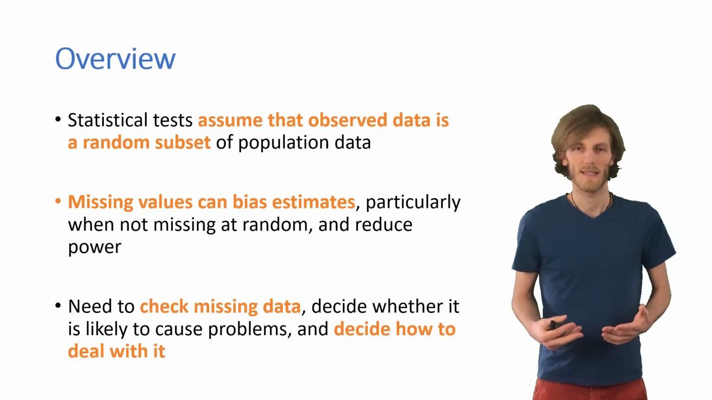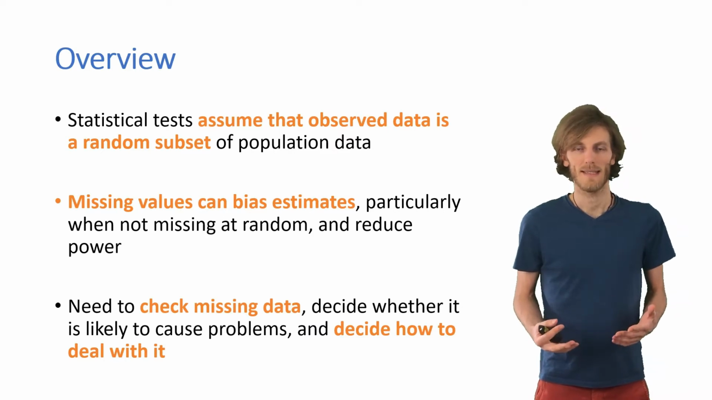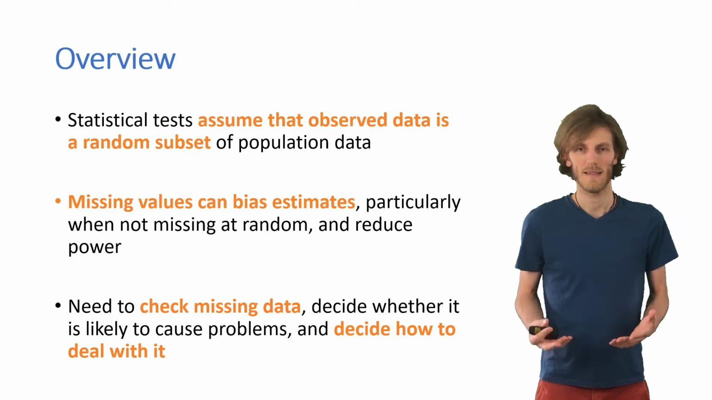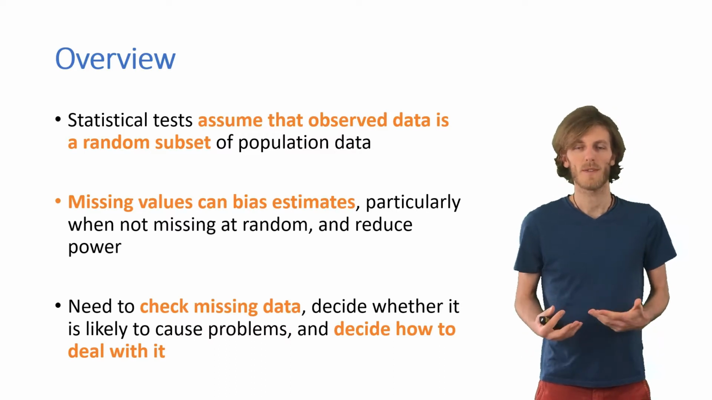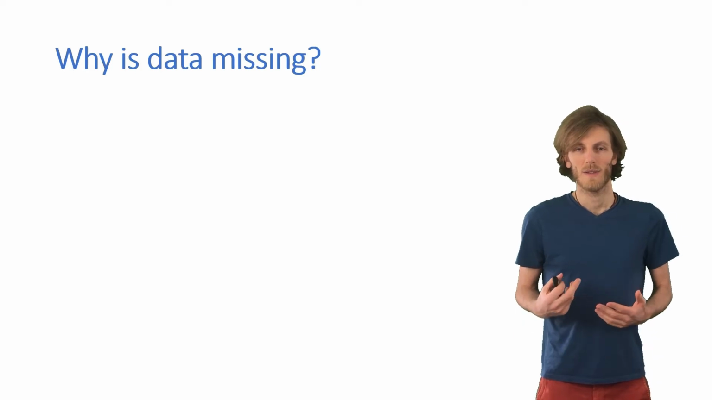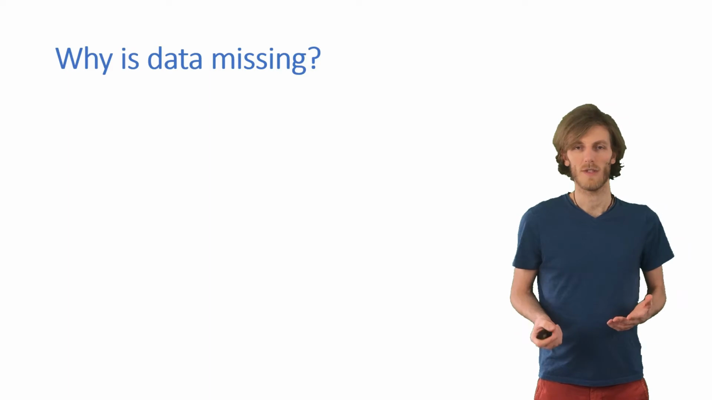So what to do about that? Well, the first is really to check whether there is missing data, then to think about why there is that missing data, whether it's likely to cause problems, and then look at a couple of strategies for dealing with it. Why might data be missing? Well, there are three main reasons.